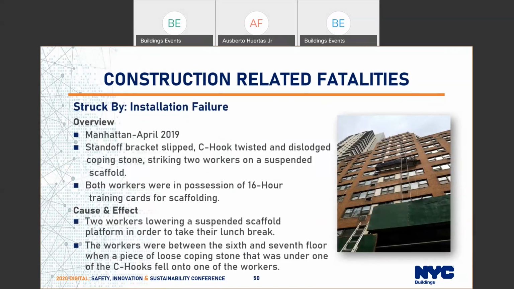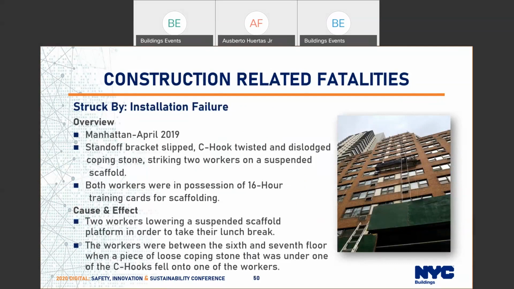This incident happened in Manhattan in April of 2019, where a standoff bracket slipped. The C-hook twisted and dislodged the coping stone, striking two workers on a suspended scaffold. Both workers were in possession of their 16-hour training cards for scaffolding. The two workers were lowering a suspended scaffold platform in order to take their lunch break.